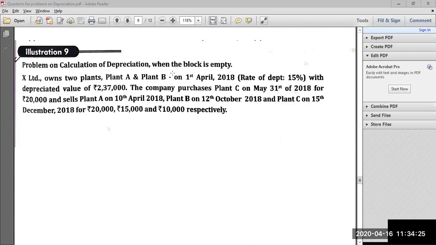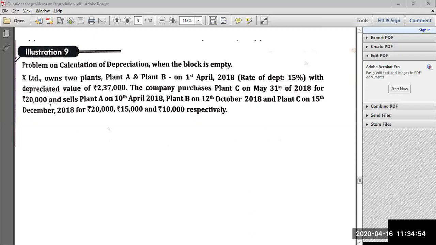So on 1st of April 2018, that is on 1/4/2018, they have given the opening WDV value as 2,37,000, and they have also mentioned the rate of depreciation will be 15%. Then in this question they have given that the company purchases plant C on May 31st, 2018. That means the plant purchased during the previous year will be put to use for more than 180 days, because it is purchased before the month of October.